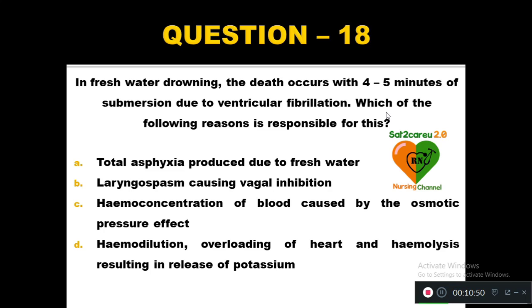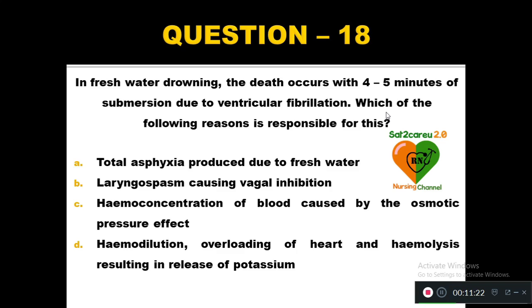Which of the following reason is responsible for this? Option A. Total asphyxia produced due to freshwater. Option B. Laryngospasm causing vagal inhibition. Option C. Hemoconcentration of blood caused by the osmotic pressure effect. Option D. Hemodilution, overloading of heart and hemolysis resulting in release of potassium.